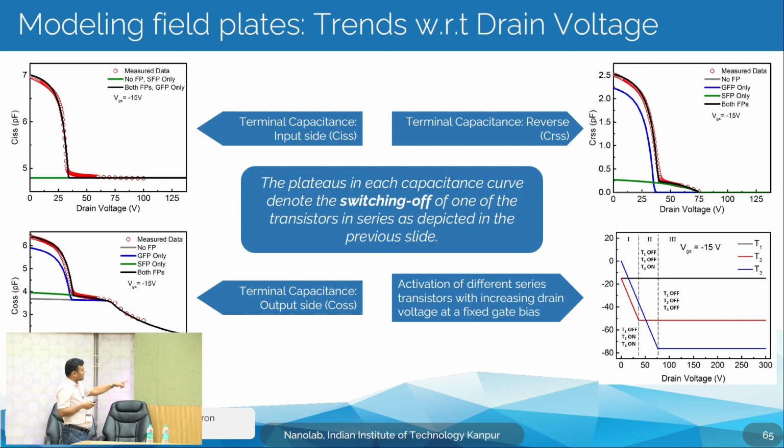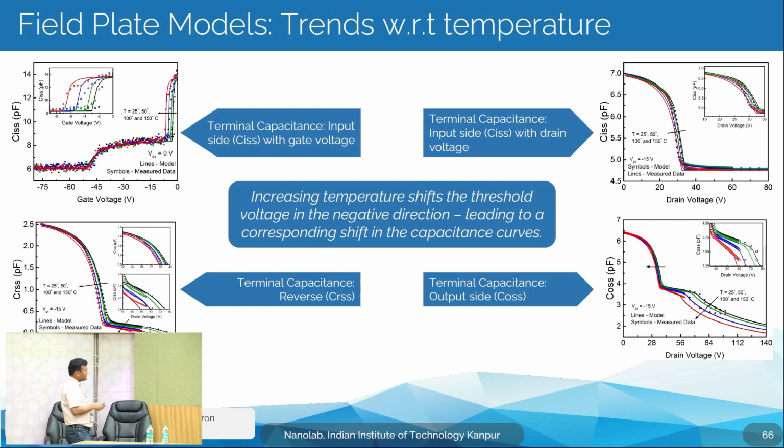Here you see the input, output and reverse characteristics, and this plot shows what happens if you switch off one transistor, another transistor, or both field plate transistors, and how the behavior changes. This is the validation on the measured data for CISS versus gate voltage. The Voff of this device will be around minus 3 or minus 4, but you can see the capacitance started much earlier, around minus 45, because of the field plate.